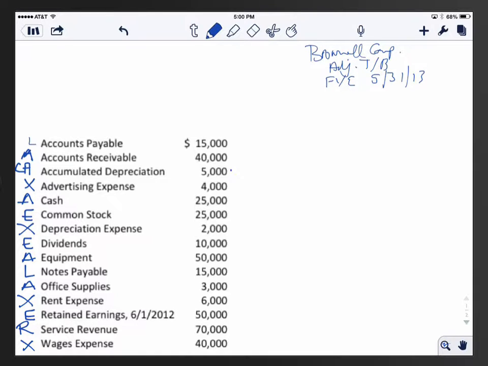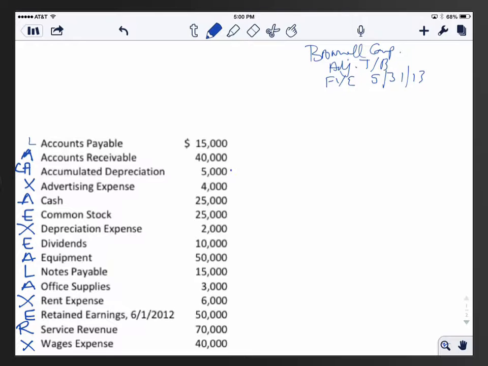So we basically have balance sheet order, and then after that, we're going to have what's left. And what's left is dividends, which is an equity account. Obviously, that affects retained earnings. Then we'll have everything that goes into income. We'll have all of our revenues and all of our expenses.